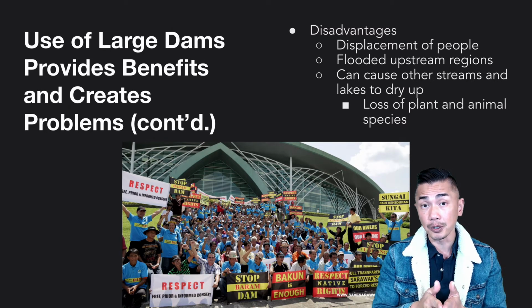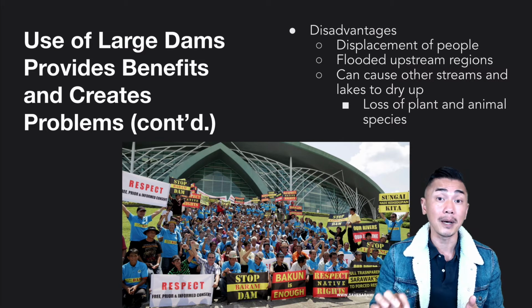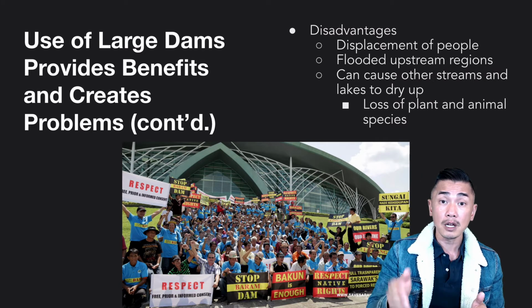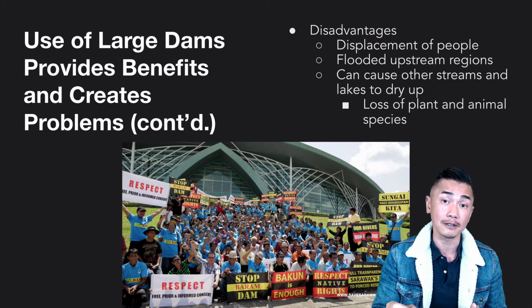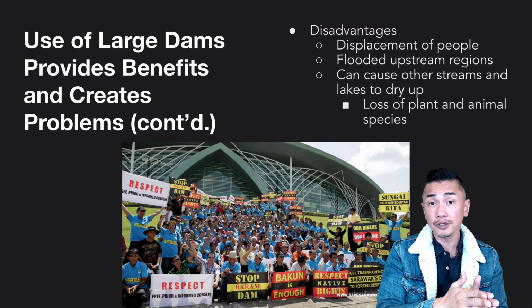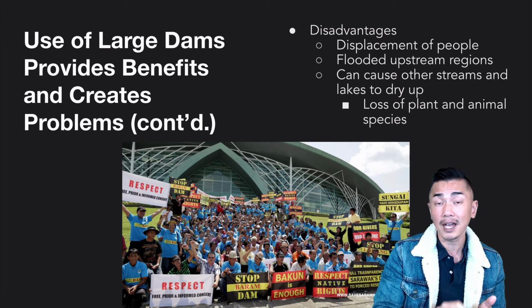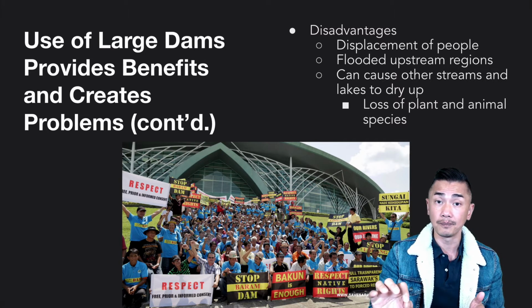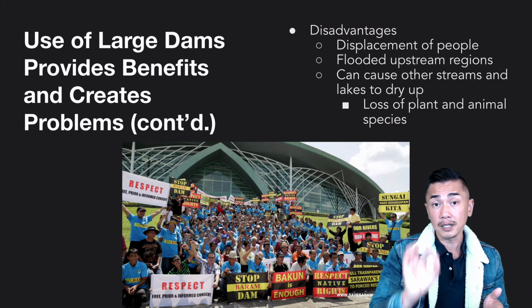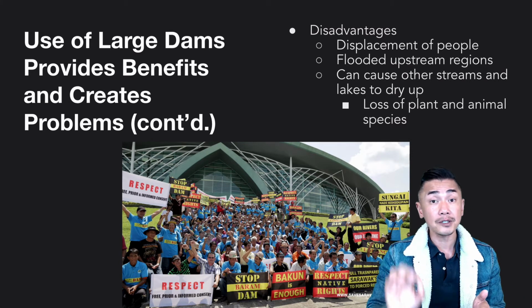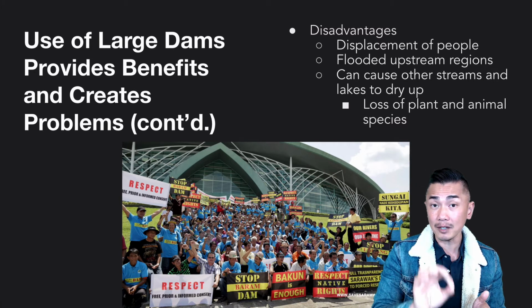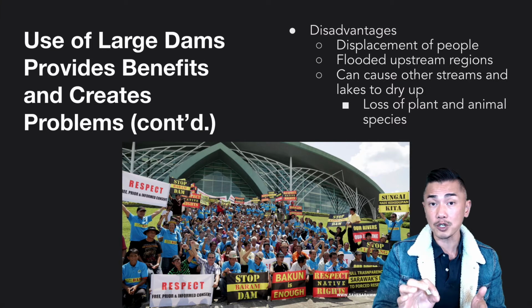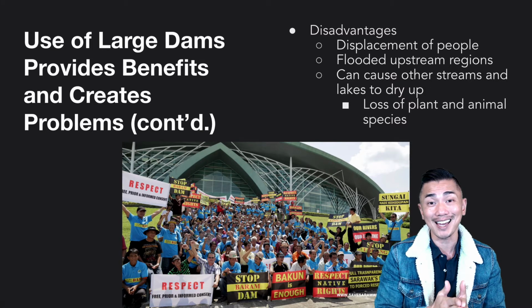This has the potential of displacing any people that might live there. The photo below shows a group of indigenous Malaysian people who protested and successfully blocked the building of a dam on their native lands. Dams and reservoirs will also destroy habitat and disrupt ecosystems upstream. Downstream, dams will reduce water flow, and this can cause streams and lakes to dry up. It can cause further habitat destruction, ecosystem disruption, and can cause loss of plant and animal species.